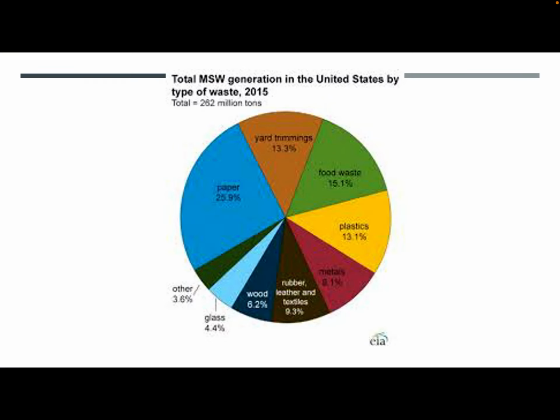So this is a breakdown in 2015, but not much has changed, of the total municipal solid waste, MSW, generated in the United States by the different types of waste. And we can see here that paper is our greatest source of municipal solid waste, followed closely by yard trimmings and food waste. So what's interesting is these are things we can deal with, so we should be able to make a pretty big impact in our overall waste production.